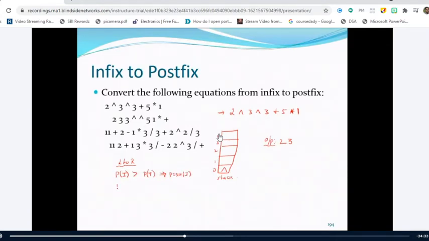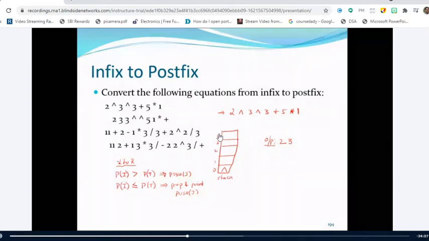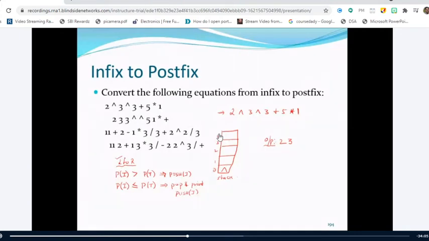And coming to the next case, if the priority of the incoming operator is less than or equal to the priority of the top symbol, what do you have to do? You have to perform a sequence of 2 operations. One is pop and print, and next push in. Is it right or not? So this is the case when we are dealing with operators having left to right associativity.